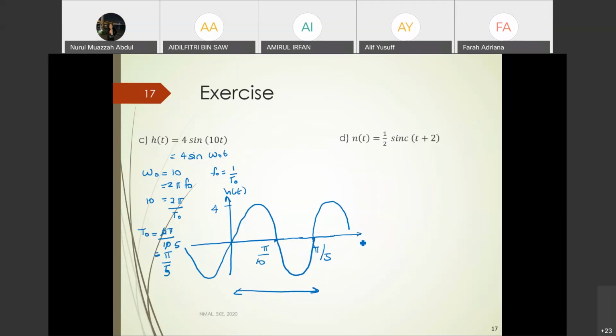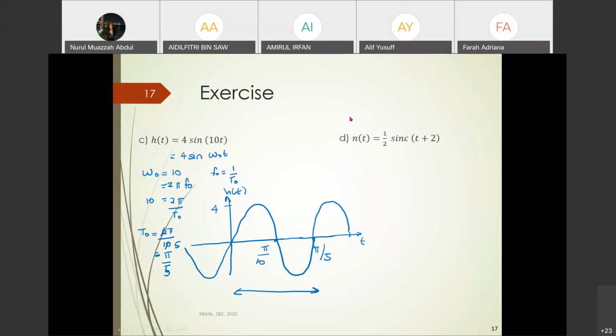So you don't have to label each of these values. Labelling t naught is enough, because normally this is what we call sketching the signal. Even plotting the signal is okay because this signal is continuous and harmonic. Remember that harmonic means that it repeats over time, so it will be like this. Any question for HT equal to 4 sine 10 T? I hope this is clear.